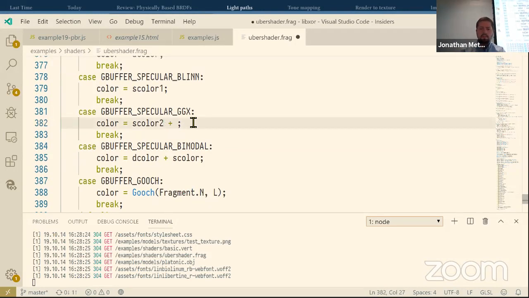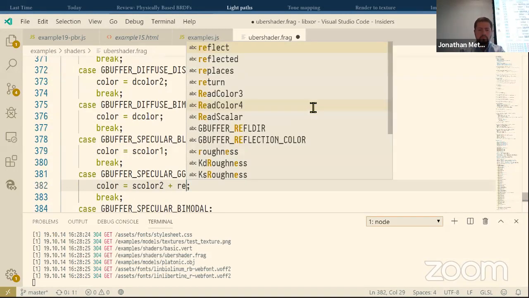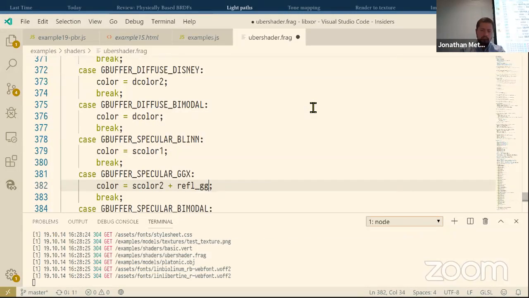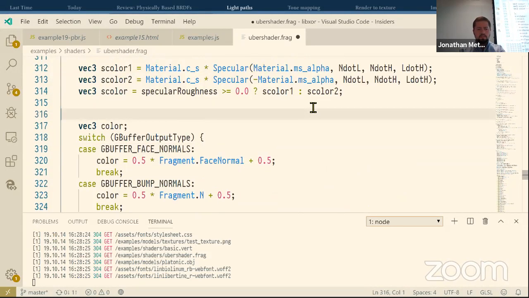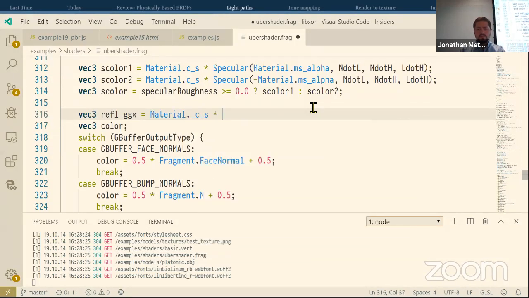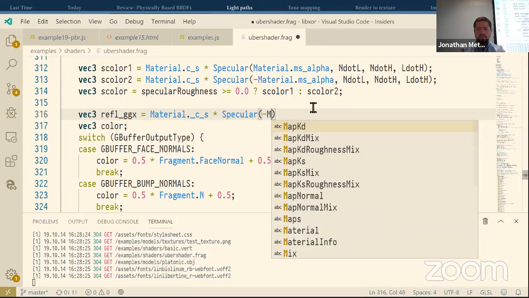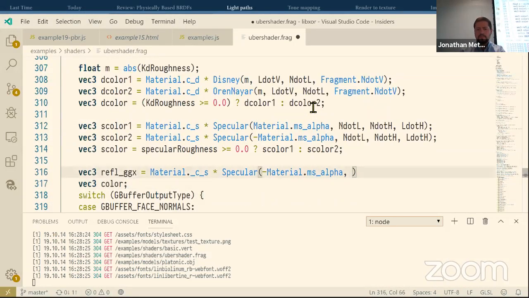So there's our actual color that we're reflecting, and we also, because we're using fragment.r, I'm going to call this reflection GGX. So we can see the effect of adding in. This is going to be material.cs times specular of, this is our roughness. So we use the M for the roughness, and then this is specular alpha. And so now I need to recalculate these.